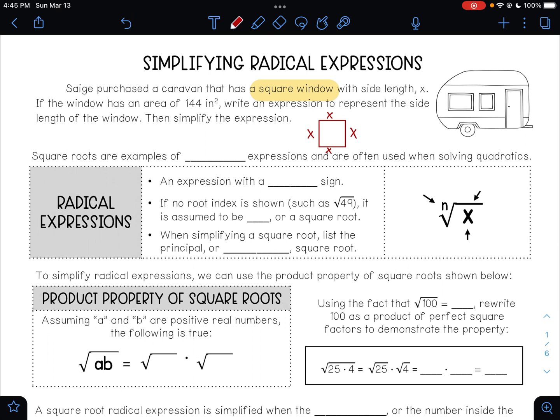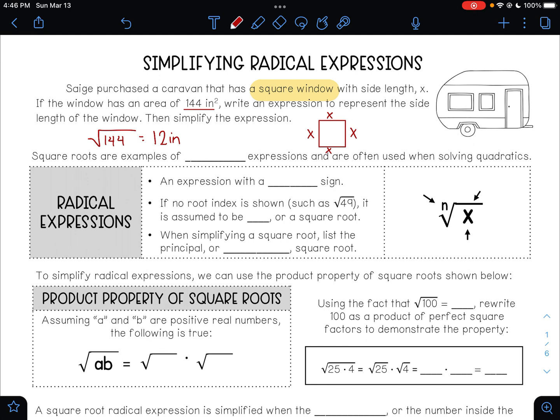So if we're given 144 inches squared, all we have to do is take the square root of 144 inches, and that would give me x times x. So the square root of 144 is 12 inches. So each side length of this square window is 12 inches.